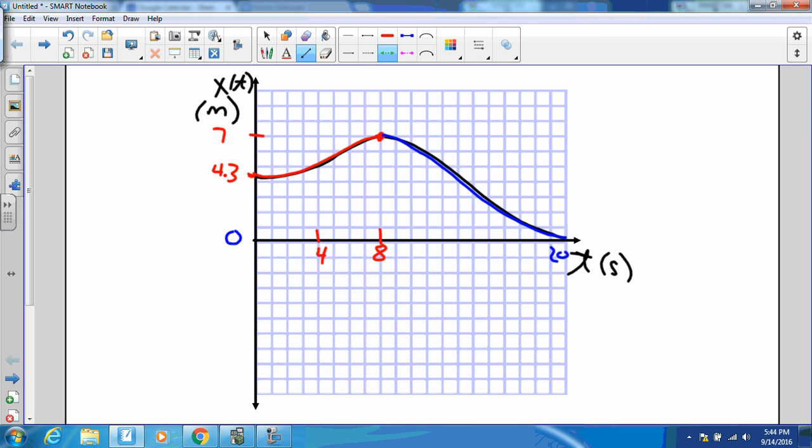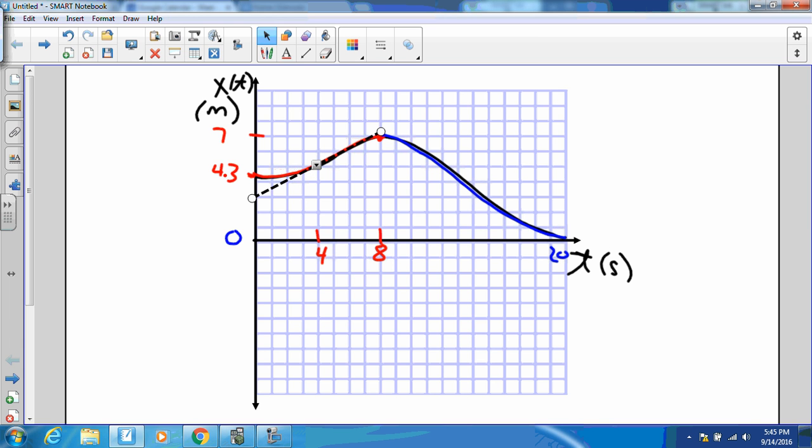So to find that velocity, I'm going to go over to the graph and draw for myself a line that touches the graph at a single point. Move this down a little bit. Touches the graph at a single point and goes in the same direction as the graph. In other words, has the same slope as the graph at that point.